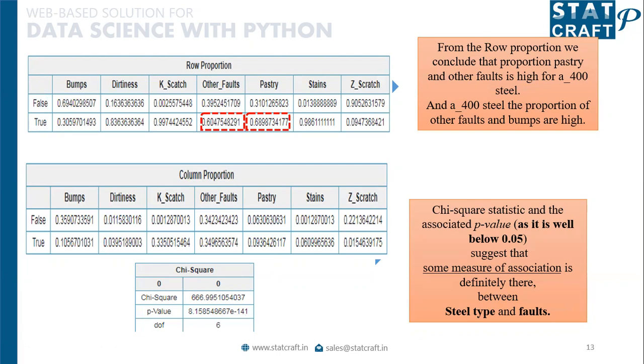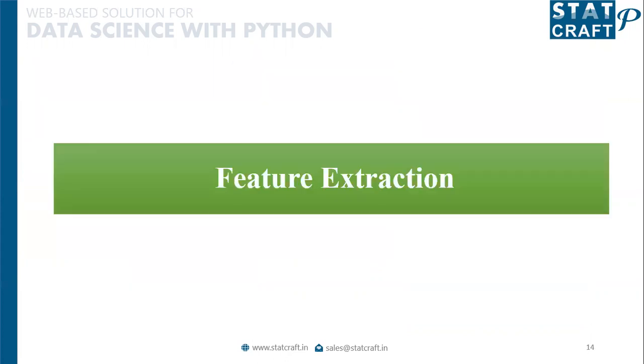We compare this p-value with the level of significance, and if this number is smaller than 0.05, we conclude by saying that there is a relationship between steel type and faults. I now move on to a multivariate technique. So far, we were talking about bivariate analysis. Chi-square is used to find out the relationship between two variables.